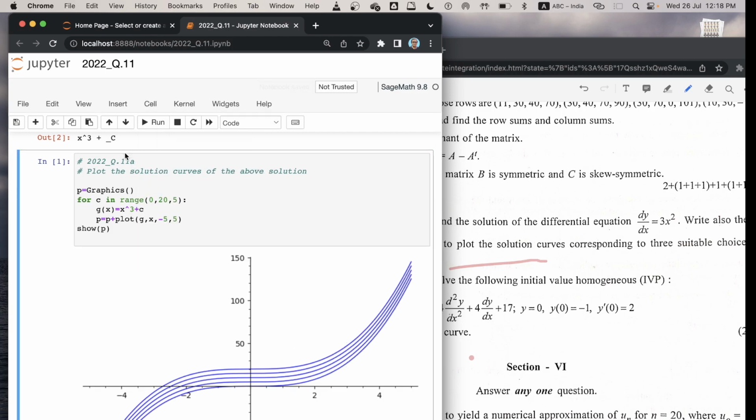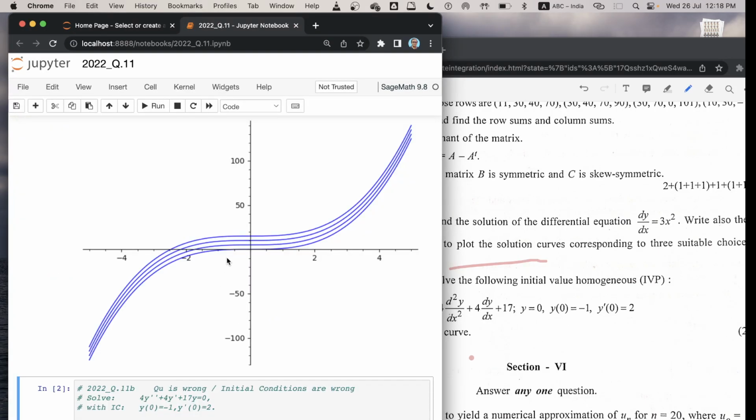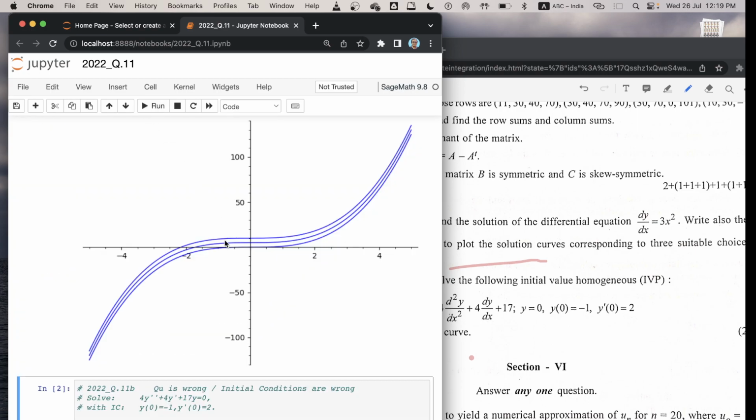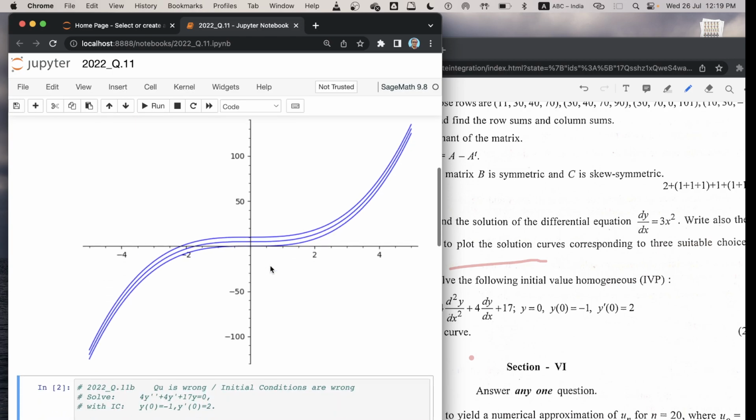Run this cell. Here we get curves for 0, 5, 10, 15. Here we put only 15. So the first is c equal to 0, then c equal to 5, then c equal to 10. There are three curves in the question, the solution curves for three suitable values of c.